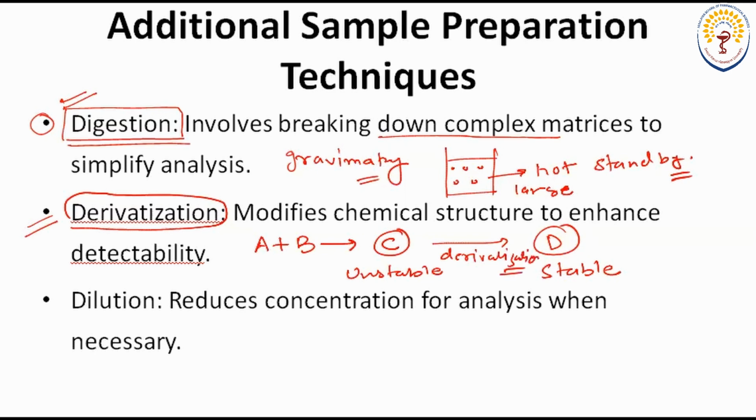Derivatization converts the sample into a more suitable or more understandable form, or you can say a form which is easier to analyze. So this D has some characteristics which make it a better analyte than the C. So this is what derivatization is.